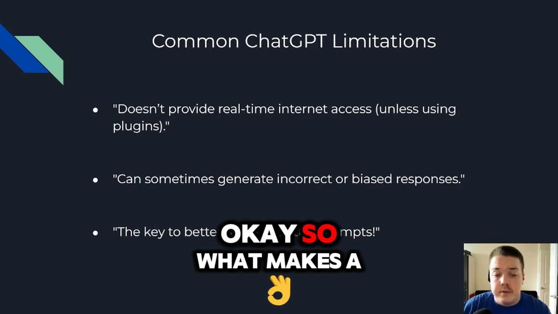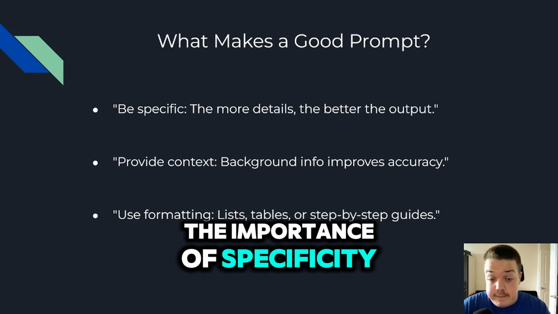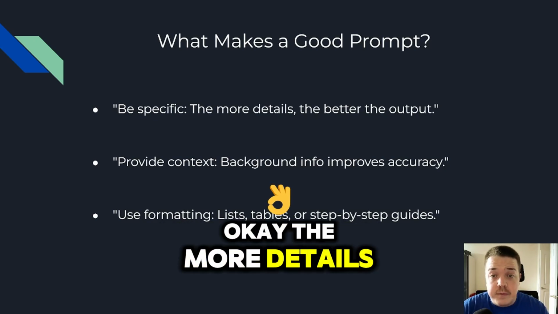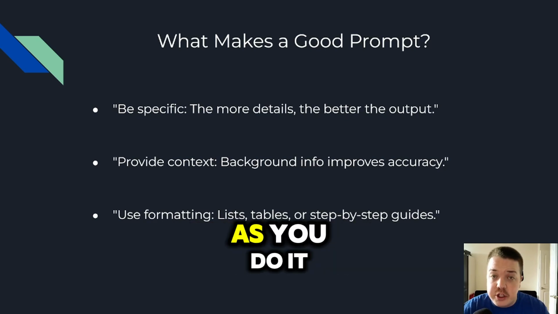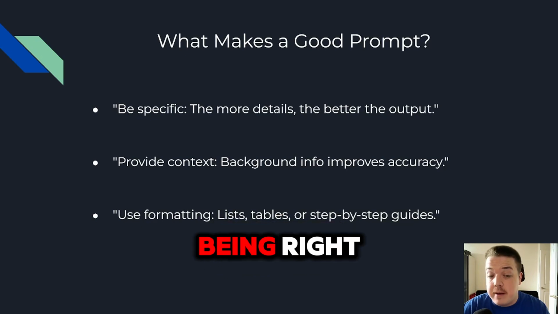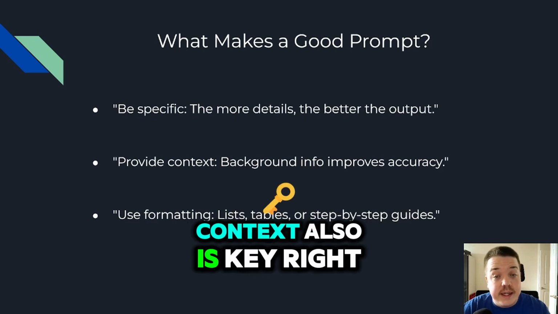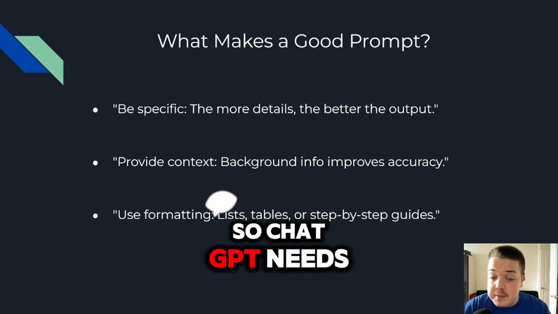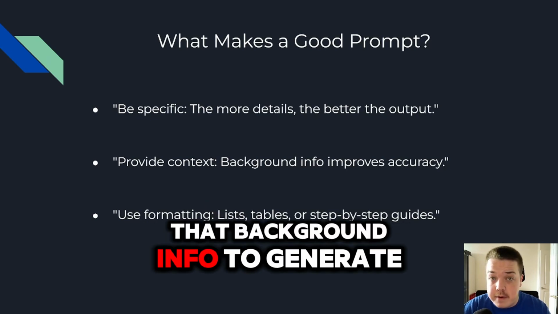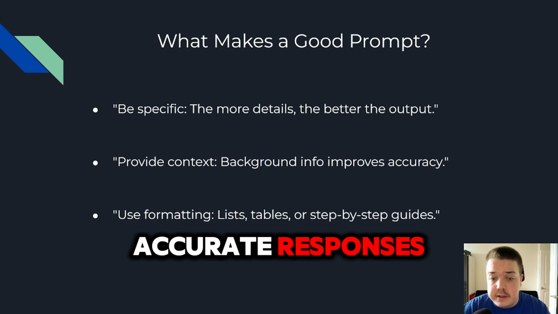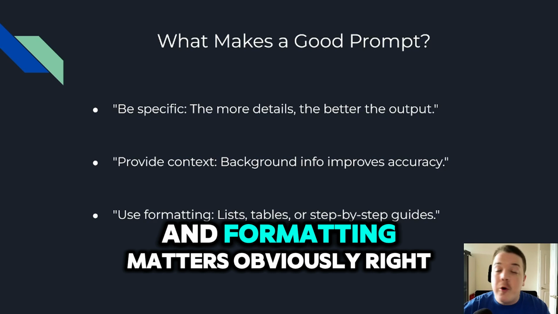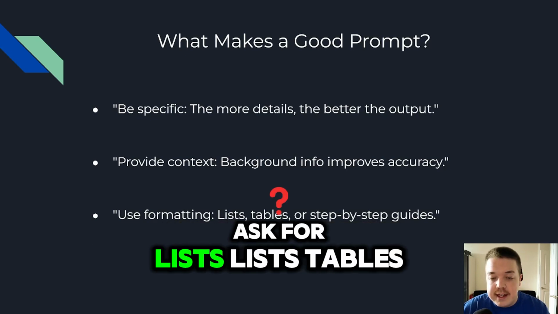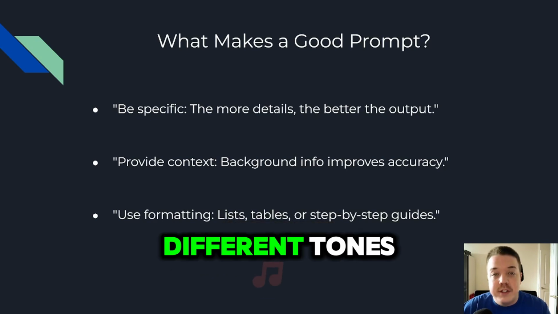So, what makes a good prompt? The importance of specificity. The more details, the better the output. So, the more details that you're able to actually put into your prompt, the better it ends up being. Context also is key. ChatGPT needs that background info to generate accurate responses. So, again, specificity and detail is crucial. And formatting matters, obviously. Ask for lists, tables, step-by-step guides, or different tones.